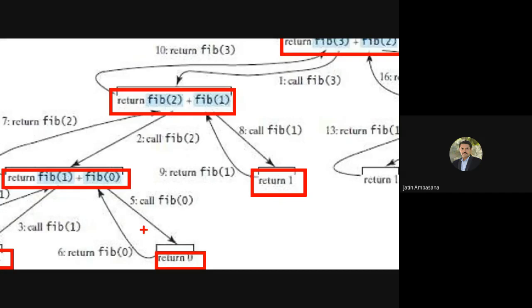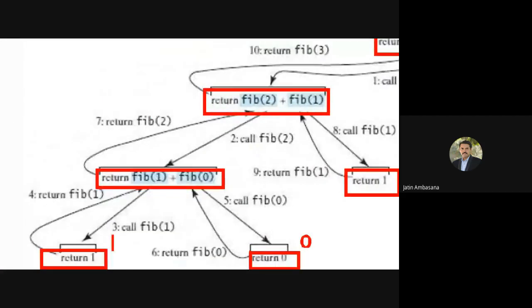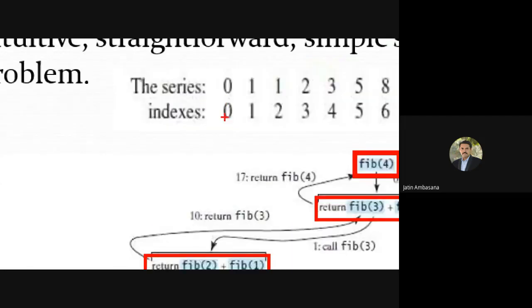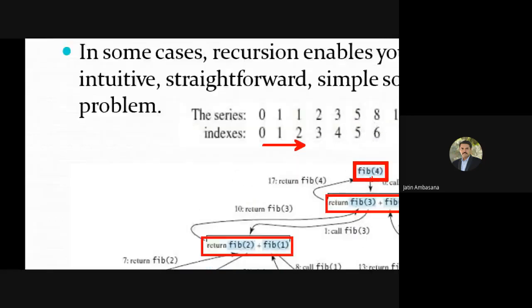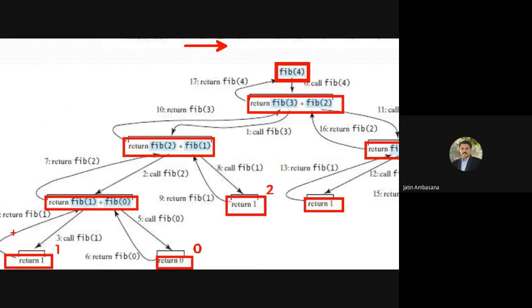Okay, let me type it out over here. This is index 0, this is index 1, this is index 2. So up to index 2, the values are 0, 1, 1. Similarly, on fib of 1, you say return 1. Now see what happens over here.